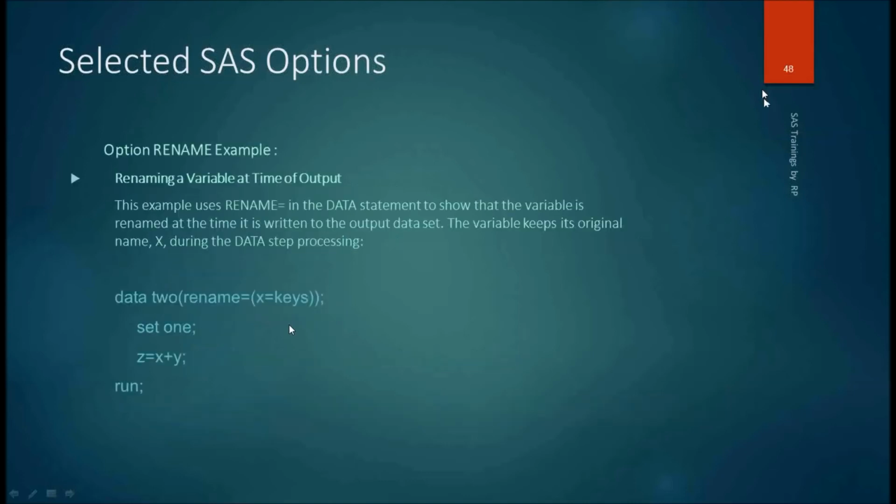The syntax looks like this. Data two, I am creating one data set called two by using one data set. In one data set, I have a variable called x. So here I am renaming the x variable to keys.